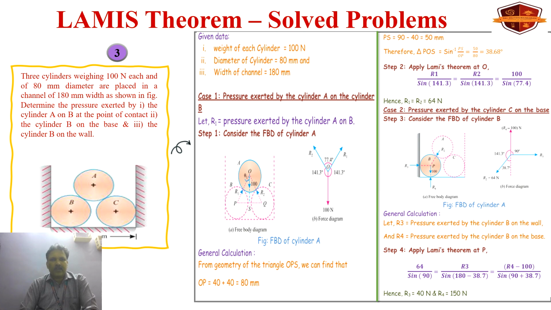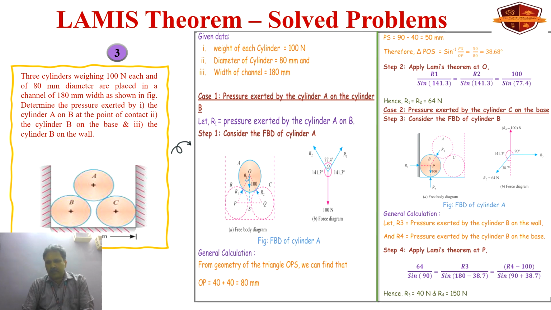Cylinders of 100 Newton and 80 mm diameter are placed in a channel of 180 mm width. The width of the channel is 180, and various forces have been asked over here: the force of cylinder A on B, as well as cylinder B on the wall also. The first thing, by the geometry, is that with the help of the diameter we have to find the various distances.